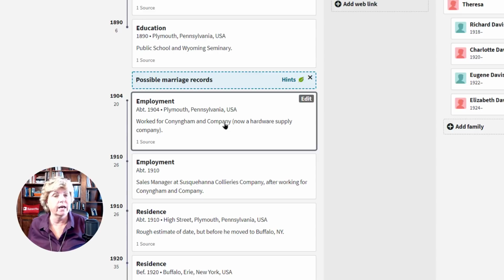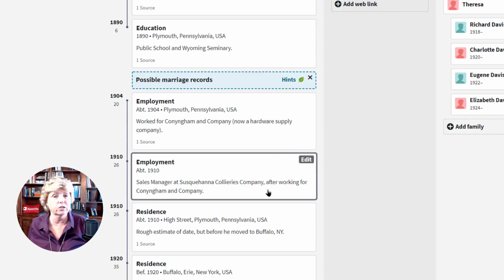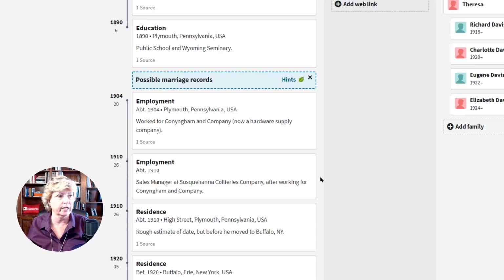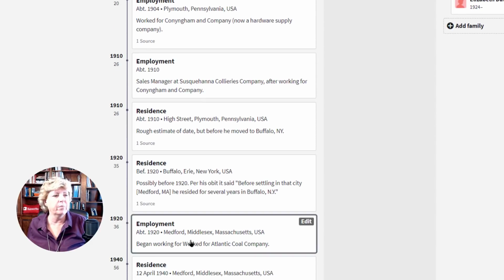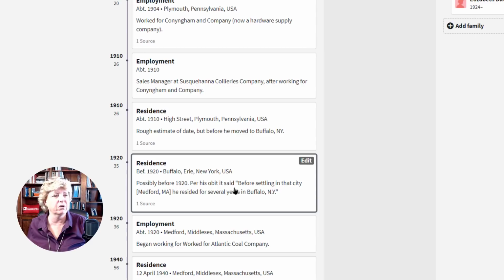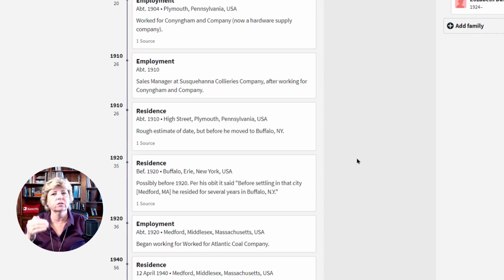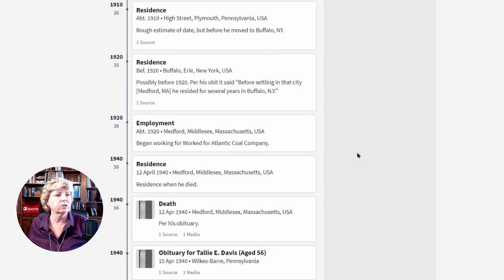But one of the reasons why I did that was because I wanted to list his employment in chronological order according to the obituary. So then he is a sales manager for the Susquehanna Collieries, I believe it is pronounced. I put him in about 1910 as working for them because we know about 1920 he's in Medford working for the Atlantic Coal Company. So I'm putting all of these about and before types of dates in here so we can kind of rough out a timeline in his profile.